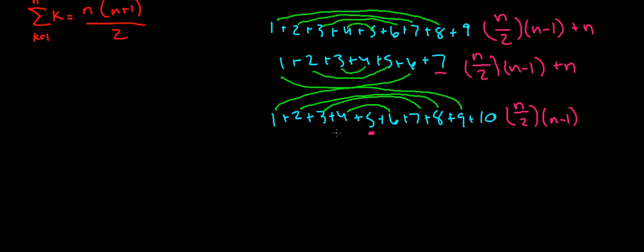And still, that only accounts for this part in green and my little half. Still doesn't account for the 10, so I've still got to add plus n. Didn't mean to do that.